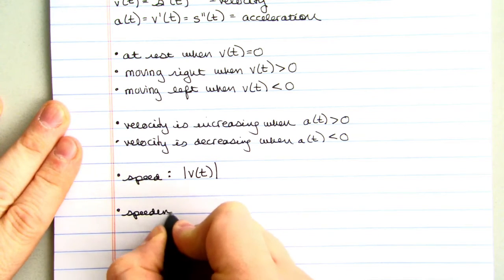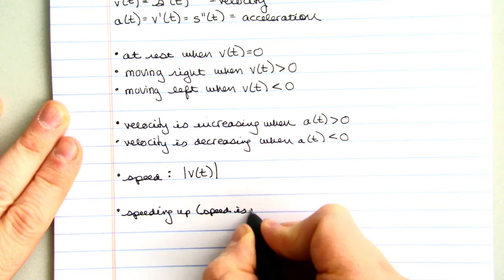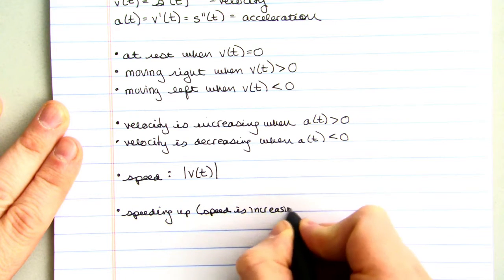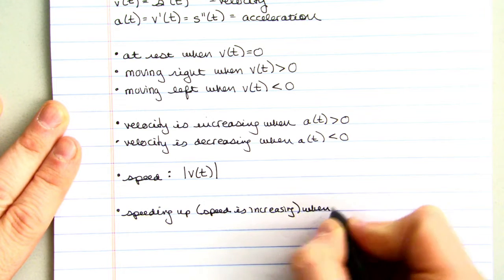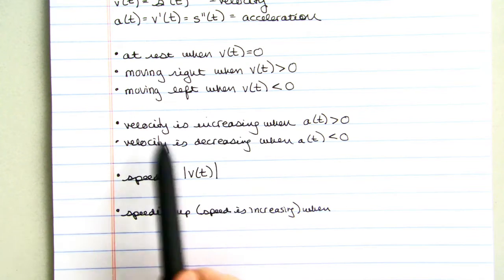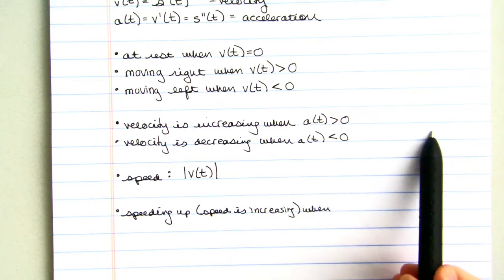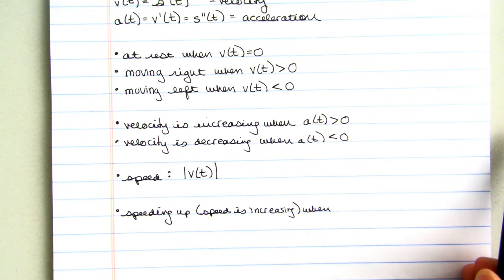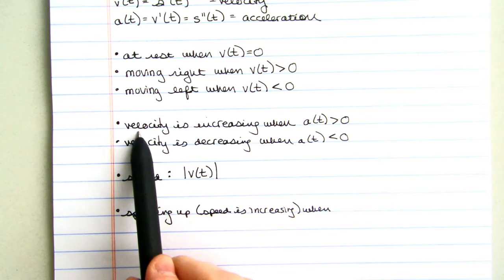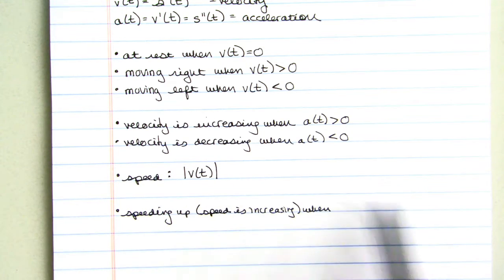Next, our particle is speeding up, also sometimes referred to as speed is increasing. When? Its speed is increasing when, well, first of all, this is different than talking about the velocity of a particle increasing. If the velocity is increasing, that means our velocity could go from 4 to 5 to 6 to 8 to 10, which definitely means it's speeding up. But if our velocity is increasing, that could also mean the velocity is going from negative 12 to negative 10 to negative 8 to negative 6. The velocity is increasing. Those values are increasing.